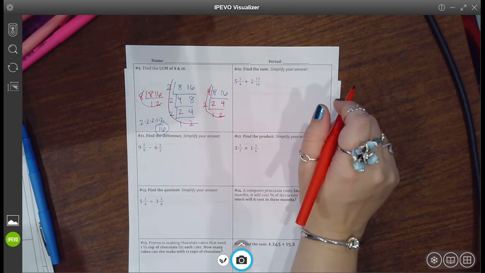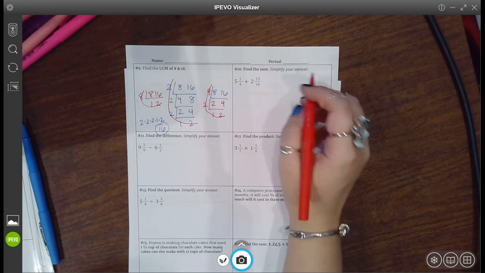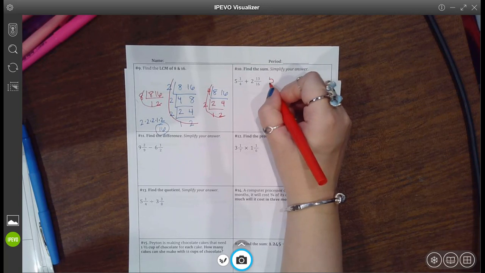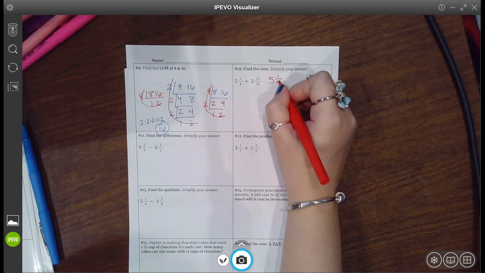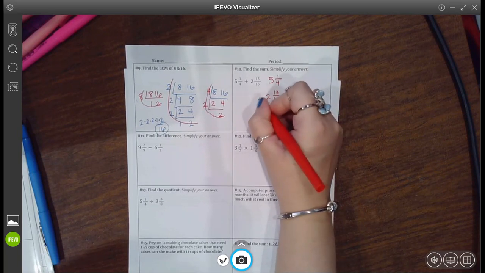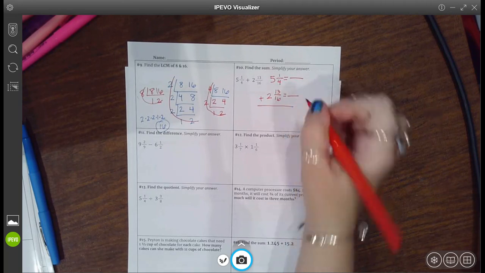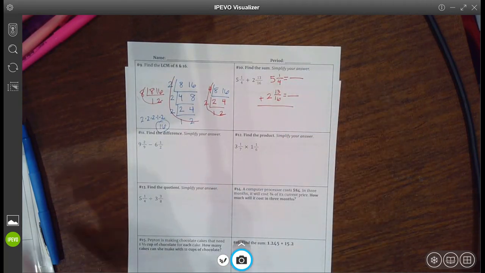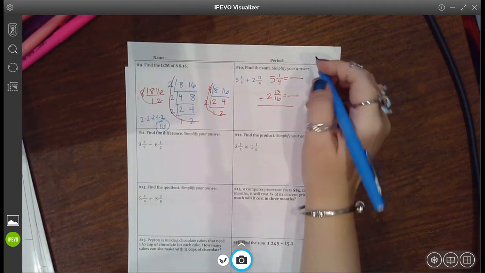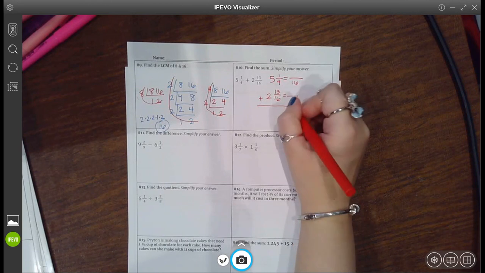Okay. Our next one is to find the sum. When you are adding fractions, I strongly recommend that you rewrite them vertically. And then when you're adding or subtracting, you need to find a common denominator. So what can both 4 and 16 become? Well, they can both become 16.